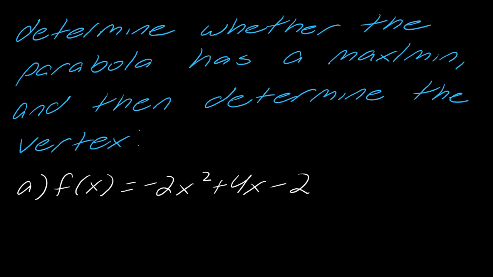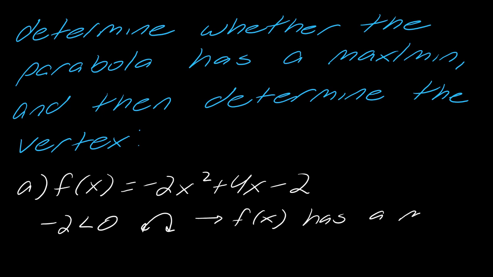A really common question is to determine whether this parabola is going to have a maximum or a minimum, and then determine the vertex. When you're asked if it has a maximum or a minimum, that's really asking what's the deal with this number here, this -2. -2 is less than 0, so my parabola is going to open down. This means f of x will have a maximum.